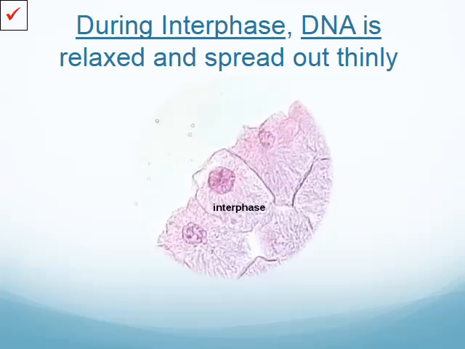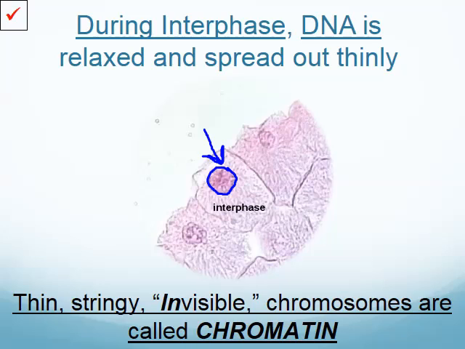During interphase, the DNA is relaxed and spread out thinly. So as you can see here, you can't really see the chromosomes yet. Everything's kind of all bunched together inside of our nucleus. And the nucleus is still together. This is when the chromatin, or chromosomes, are thin, stringy, and invisible. The chromosomes are what we call chromatin. So before we actually have the chromosomes, the two X-like DNA storage molecules, we call them chromatin.